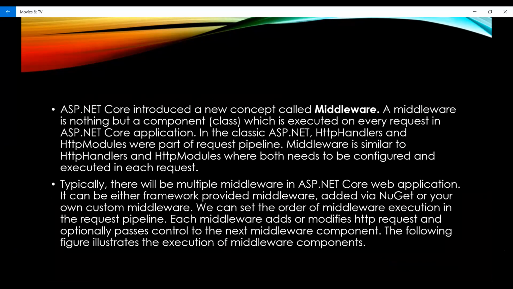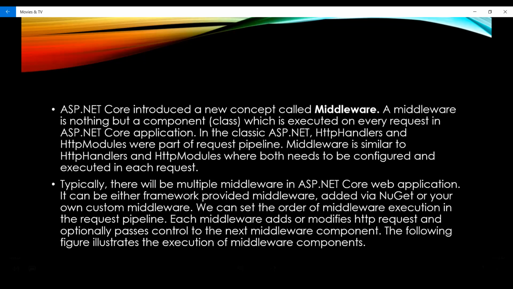In classic ASP.NET, HTTP handlers and HTTP modules were part of the request pipeline. Middleware is similar to HTTP handlers and HTTP modules, where both need to be configured and executed in each request. Typically there will be multiple middleware in an ASP.NET Core web application. It can be either framework-provided middleware added via NuGet or your own custom middleware. You can set the order of middleware execution in the request pipeline.